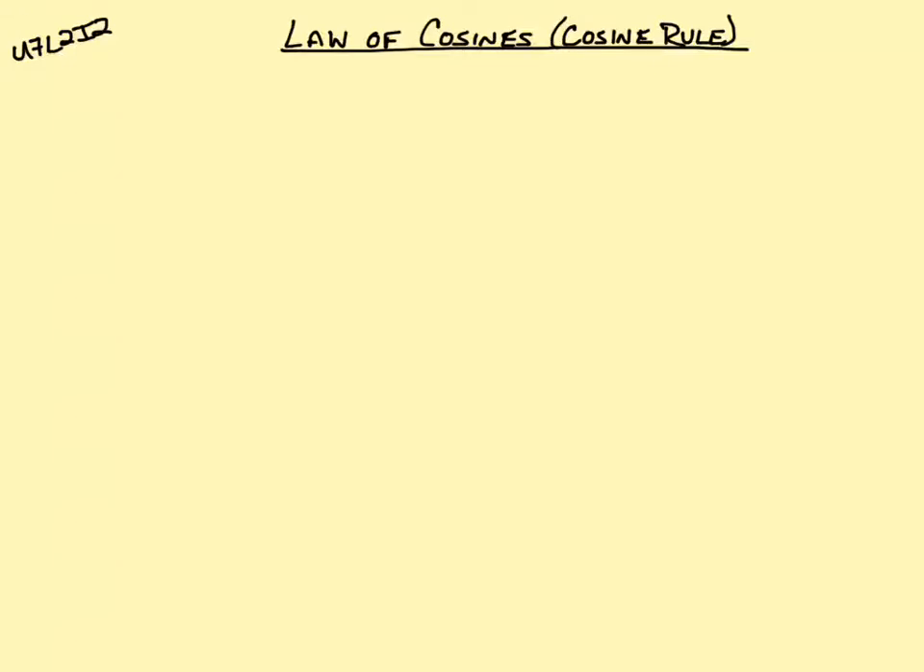Hey everybody, this video is for Unit 7, Lesson 2, Investigation 2, the Law of Cosines, or sometimes, as I call it, the cosine rule. Alright, so what is the Law of Cosines? Let's begin with the first Law of Cosines that we saw. c squared equals a squared plus b squared minus 2ab cosine C. So that's the first way that we saw that.